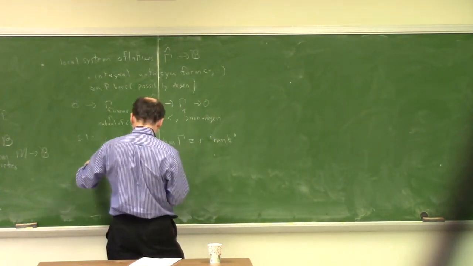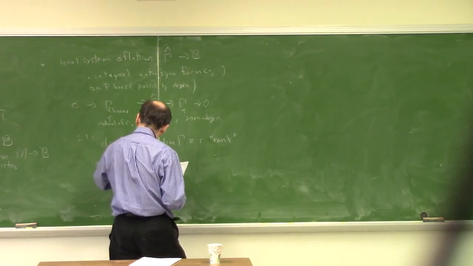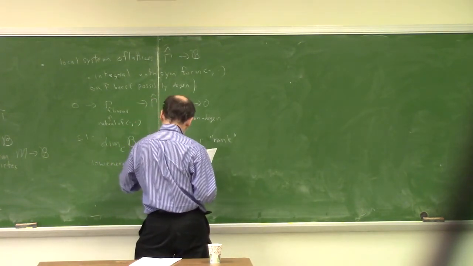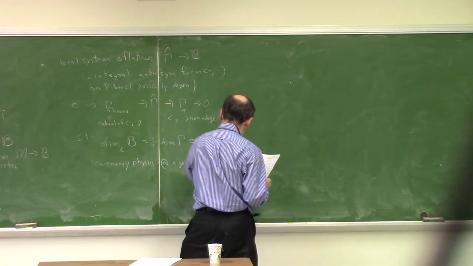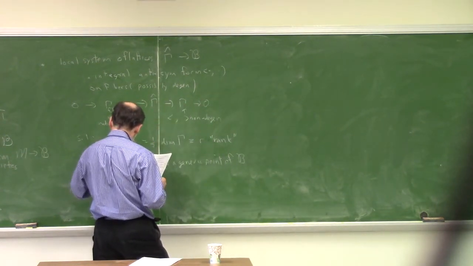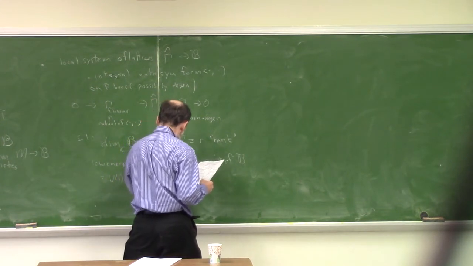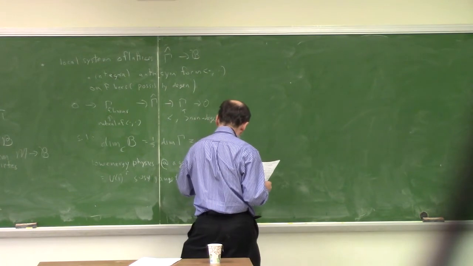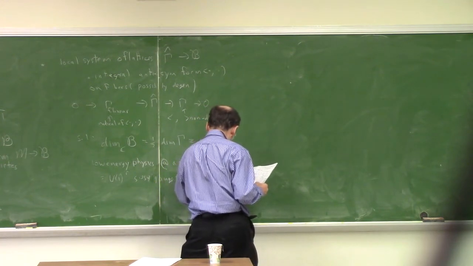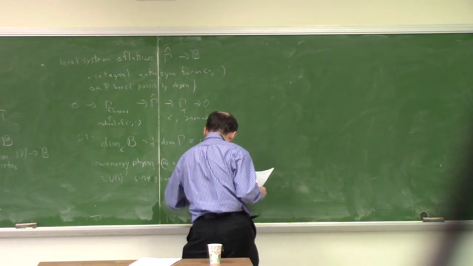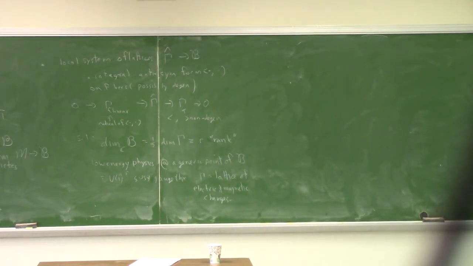And gamma and the low energy physics at a generic point of B is a U(1)^r supersymmetric gauge theory, and gamma is the lattice of electric and magnetic charges, and this non-degenerate integral pairing is just what's called the Dirac quantization condition.